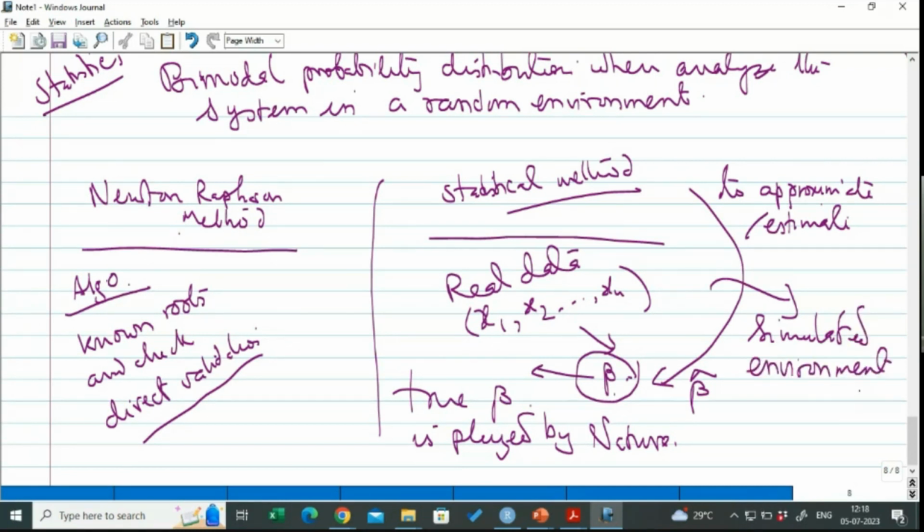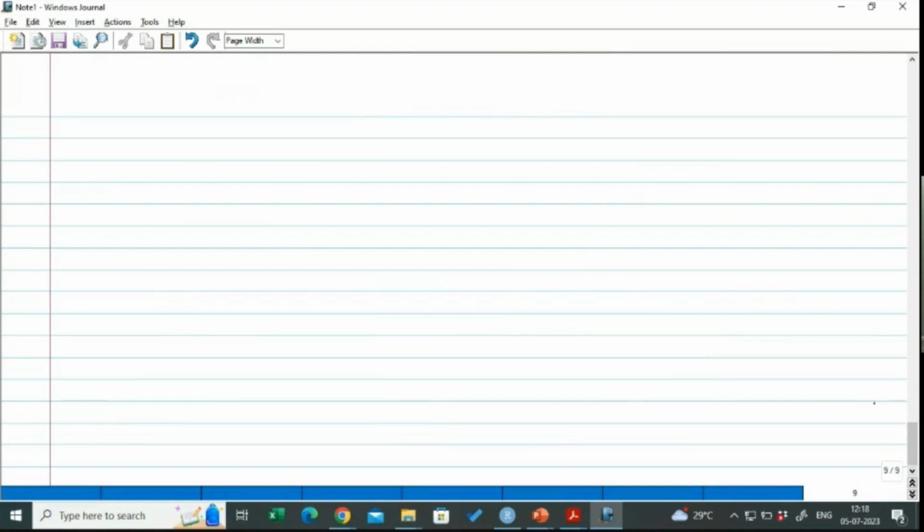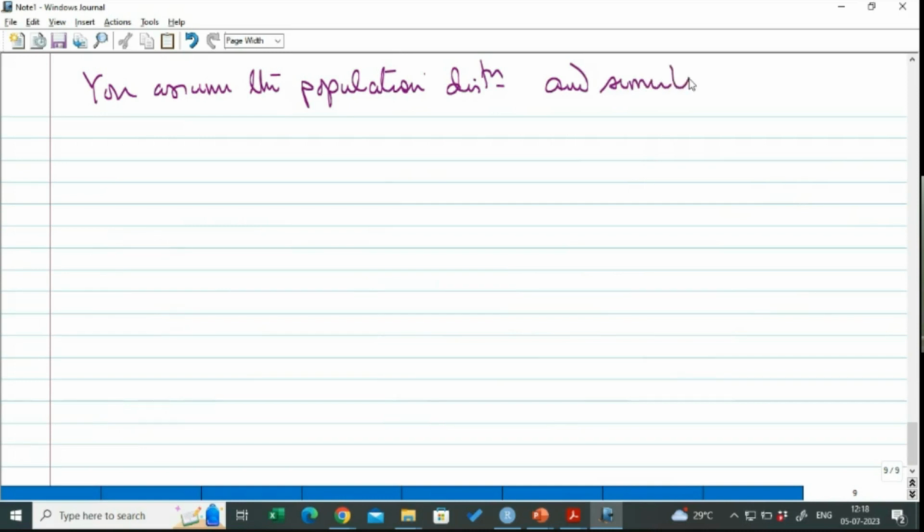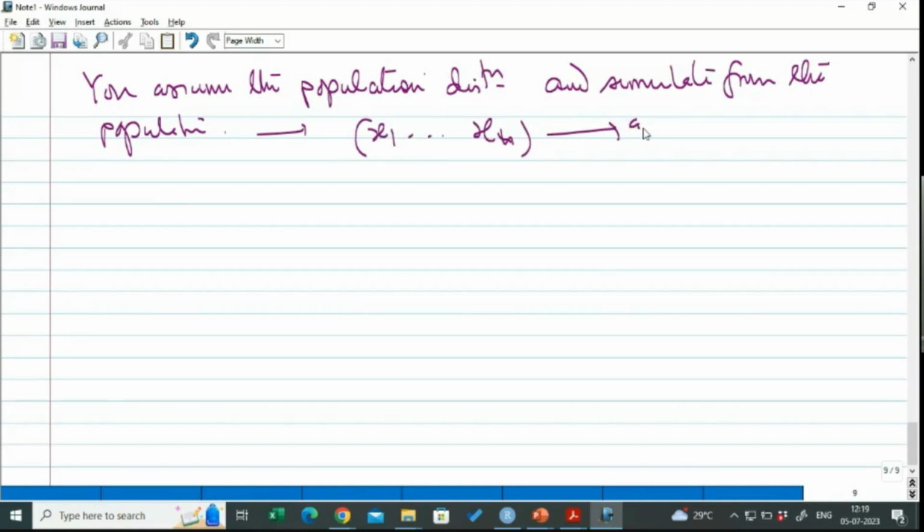What is a simulated environment? It is where you know the population. Simulated environment means you assume the population distribution, and simulate from the population. So based on the simulation, you get the data x1, x2, xn. Now apply your method and you estimate that beta cap.